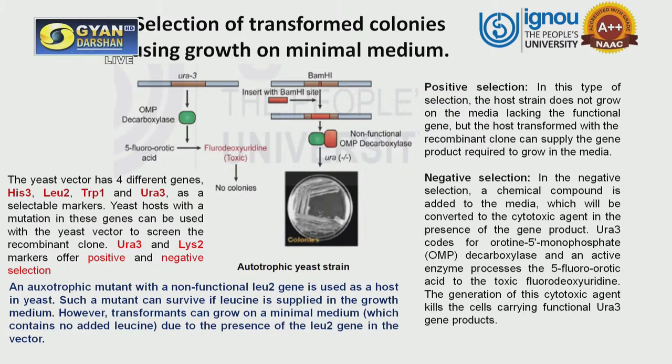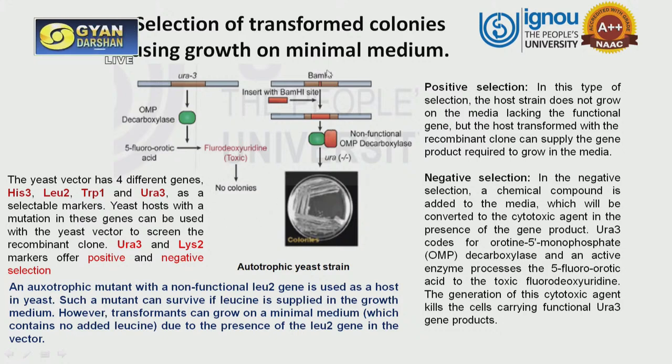Now, here is another selection method in a eukaryotic system, where you can use both positive as well as negative selection. In this diagram, you can see the presence of the URA3 gene, which produces OMP decarboxylase. This OMP decarboxylase results in the formation of a toxic compound, fluorodeoxyuridine. So if the URA3 gene does not have any gene of interest and the colonies are grown, you will find that due to this toxic compound, no colony will be formed.